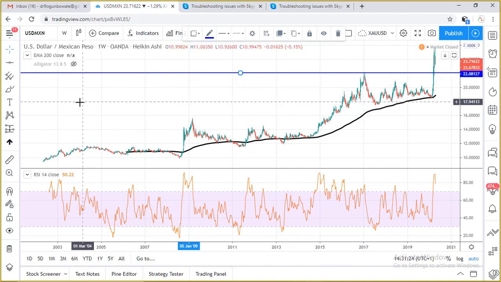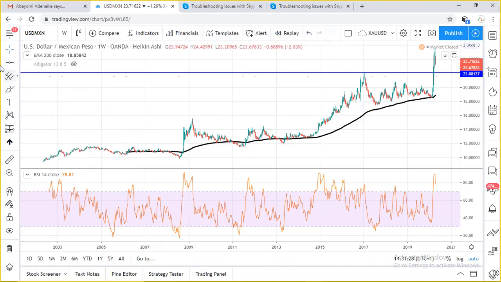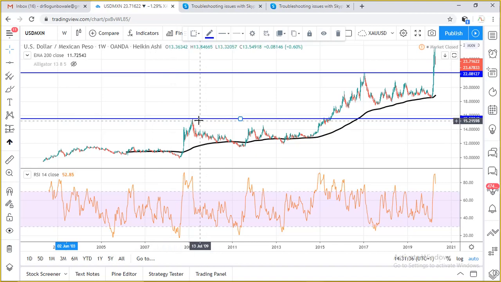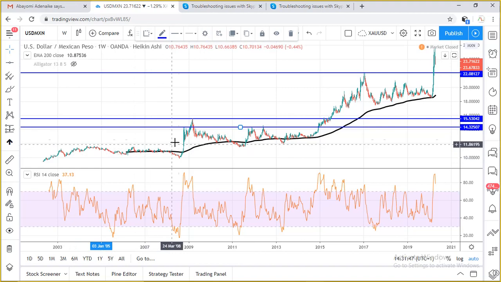An example of another resistance will be, just watch me, this one, where price cannot actually break through this point. This is another example of a resistance. Price cannot break through this area. Another example of a resistance is this area. Now, if you watch, price cannot break through this point, cannot break through this point, cannot break through here.